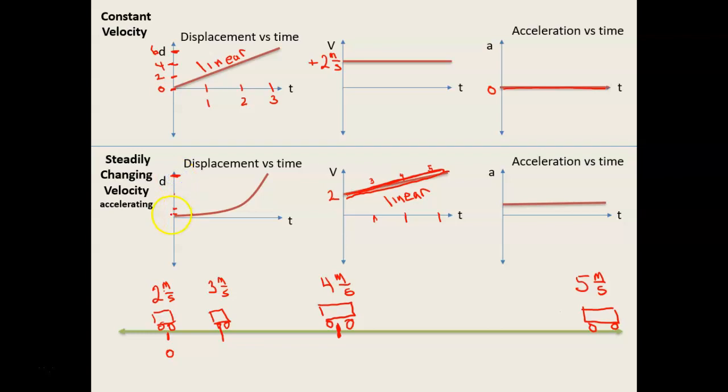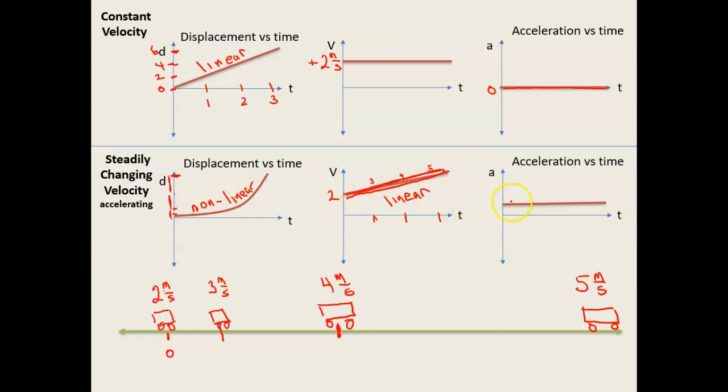So in the first moment in time, we only travel a little bit, our displacement only goes up a little bit. The next second, because we're going faster, our displacement goes up more, and the next second, our displacement goes up more. And so when we look at displacement versus time, it is a nonlinear curve. Okay, so displacement versus time will be nonlinear.